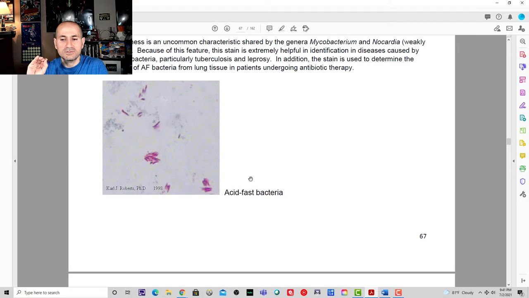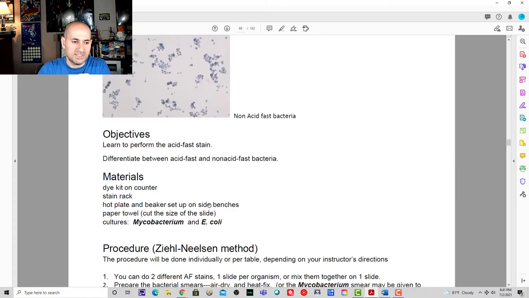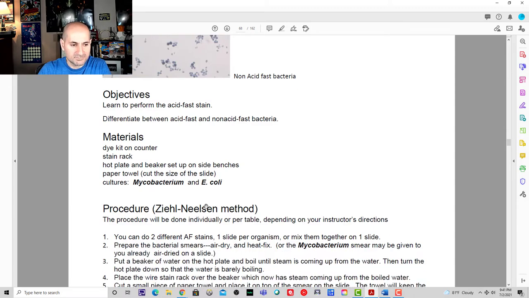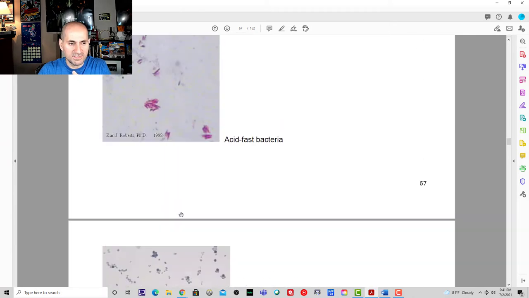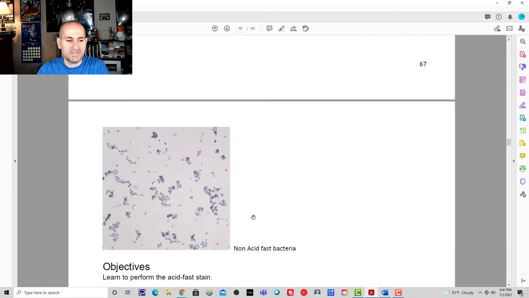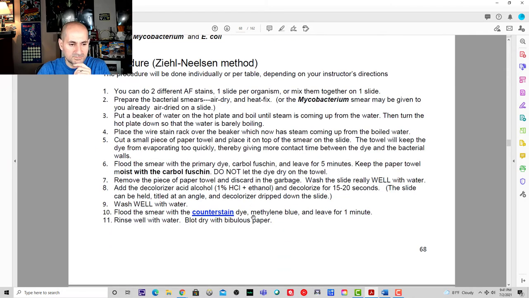The primary dye is called carbol fuchsin. Then the decolorizer is called acid alcohol or HCl alcohol. And then the secondary dye is methylene blue, which is a light blue dye. That's the counter stain or secondary stain. So be able to identify non-acid fast and acid fast bacterium under the microscope.